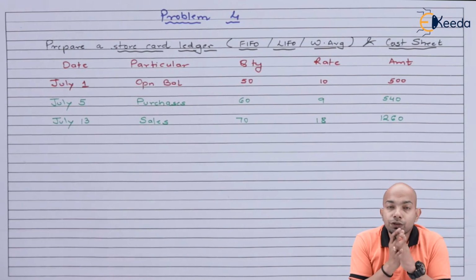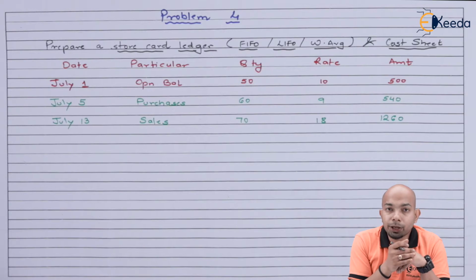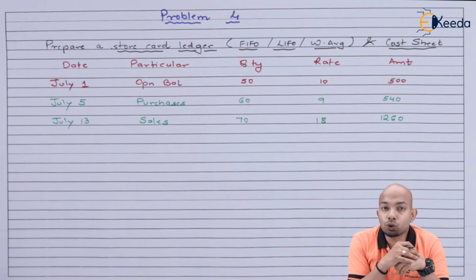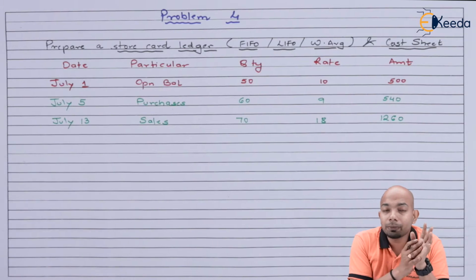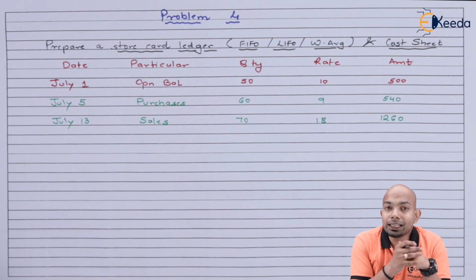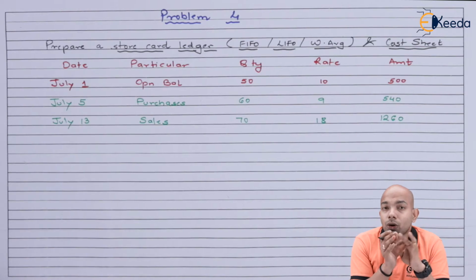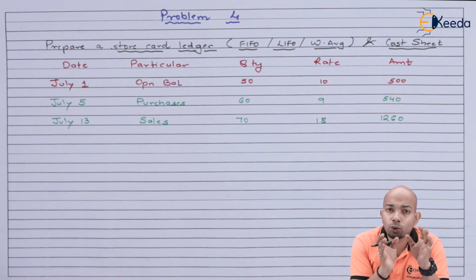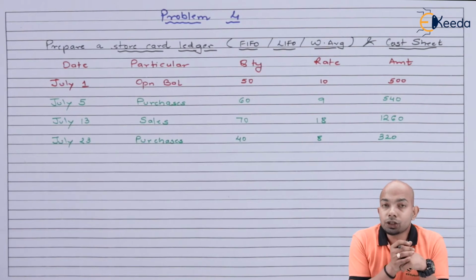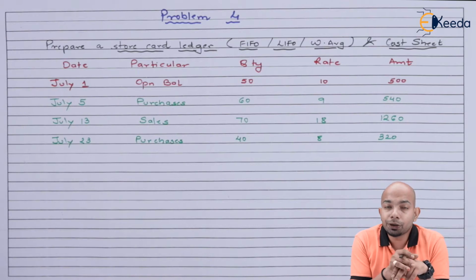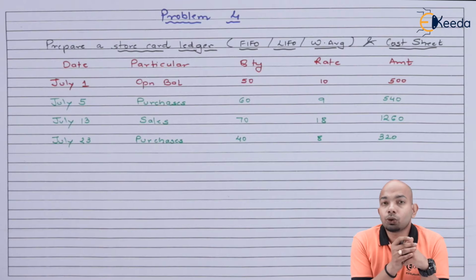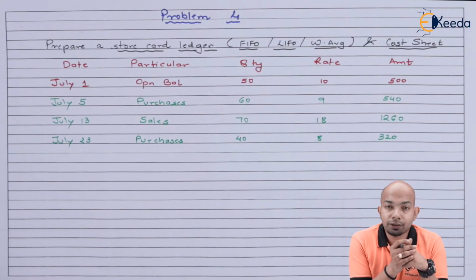On 13th of July, there is a sale transaction. 70 units have been sold out at 18 rupees per unit, and the total amount is 1260. On 23rd July, there was another purchase for 40 units and the rate per unit was 8, which gives you a total of 320 purchase here.